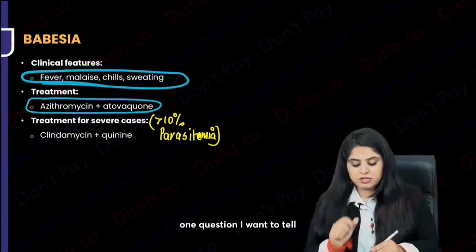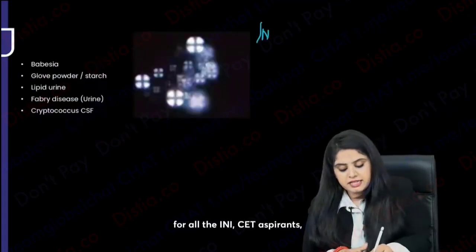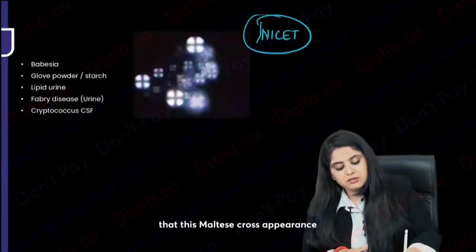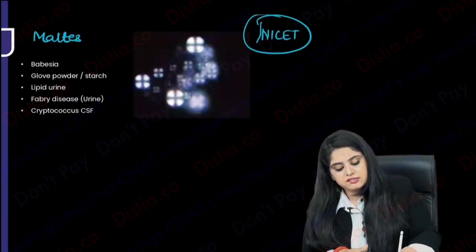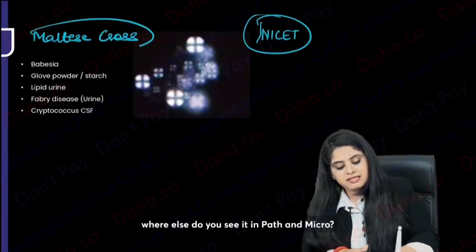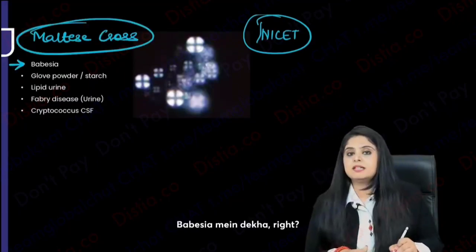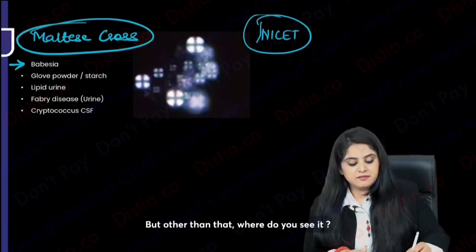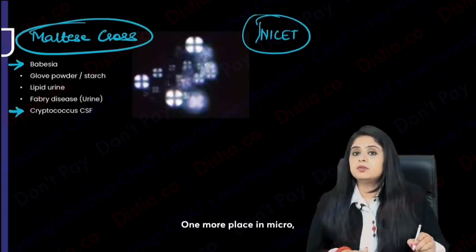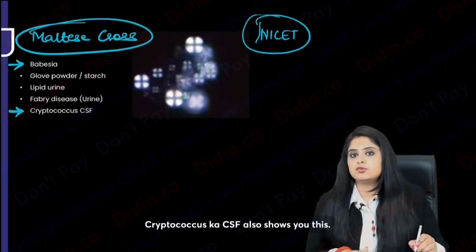But before I end, one question I want to tell all the INI CET aspirants: this Maltese cross appearance that you just discussed, where else do you see it in path and micro? One we just saw in Babesia, right? But other than that, where do you see it? One more place in micro. Cryptococcus CSF also shows you this.